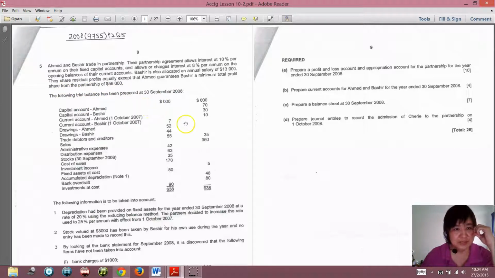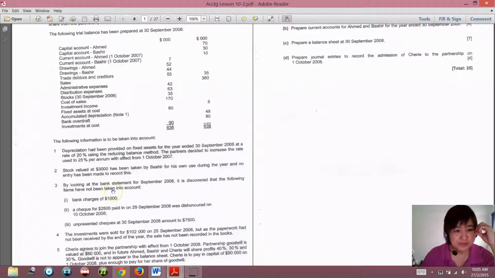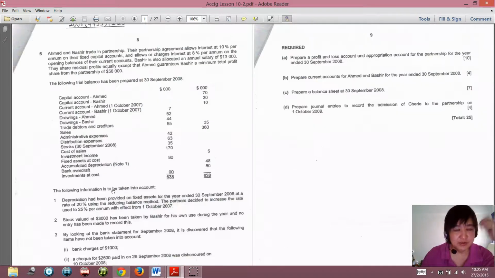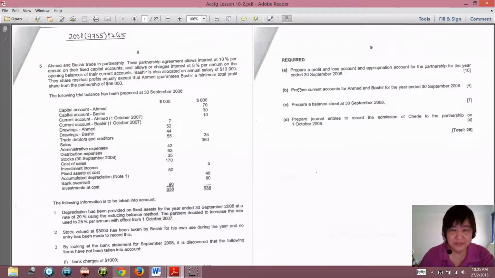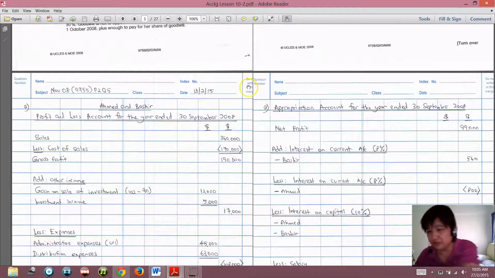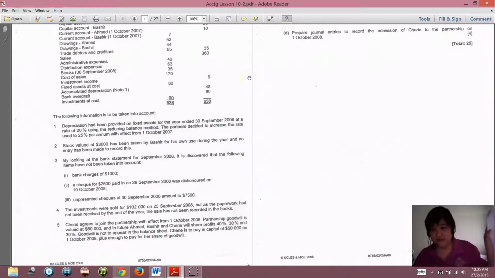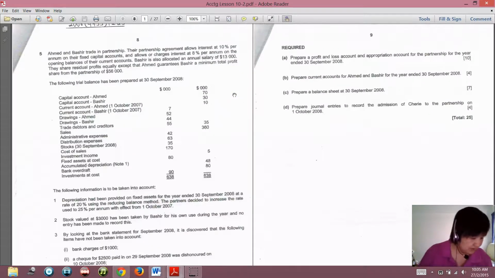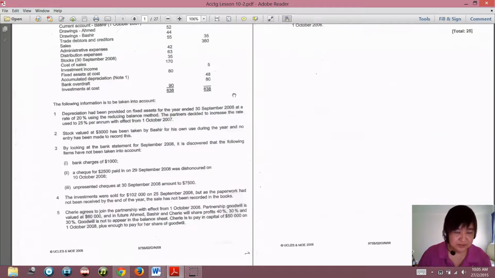Following is the trial balance prepared at 30 September 2008. Okay, so this is the trial balance at the year-end, and then you have all this additional information. Okay, so roughly now you would have an idea what this question is asking about. So now I will use the same way to go and lay out my question first. So okay, you have the question paper in front of you like this. So now I'm going to look at this question paper rather than scrolling up and down.